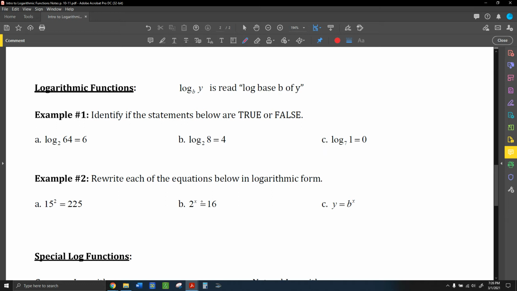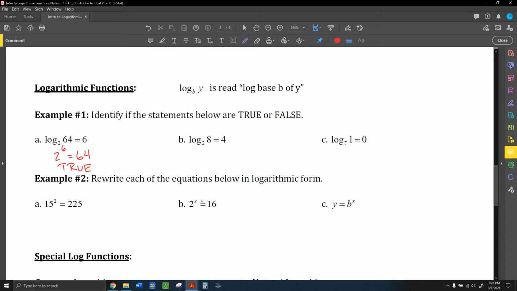like exponentials. So 2 to the 6th power equals 64. If I were to write that out, 2 to the 6th power equals 64, I have to determine whether or not that's true. Well, is 2 to the 6th power 64? Indeed it is. This is true.